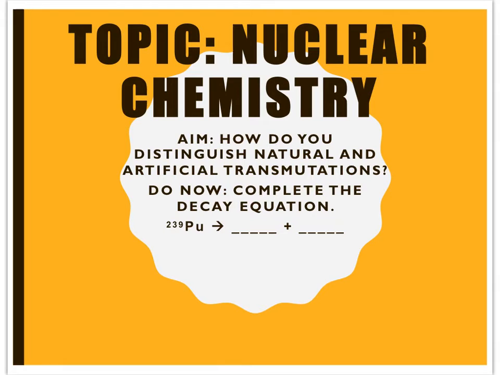This do now question is a review of what we looked at in the past lesson where you had to do equations. So what you have to do here is look up the decay mode on reference table N and fill it in the first blank, and then mathematically figure out what the missing piece would be. So go ahead and do that and solve for that missing piece.